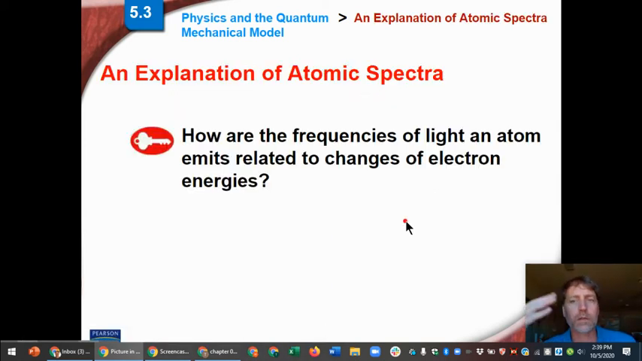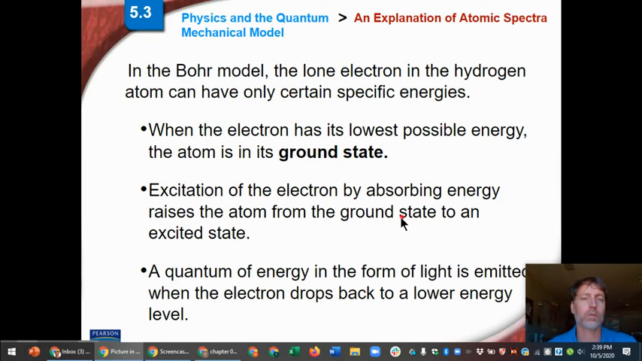How are these frequencies of light and the related changes in their energy colors related? How is the type of light you're seeing related to the frequencies of light? All right, so we talked about the Bohr model. The Bohr model is that model with the electrons moving around in an orbital fashion. It's one way we can understand it. The lone electron in the hydrogen atom will have certain specific energies. When the electron has its lowest possible energy, called the ground state, that's where it wants to be. It wants to be in its lowest state.